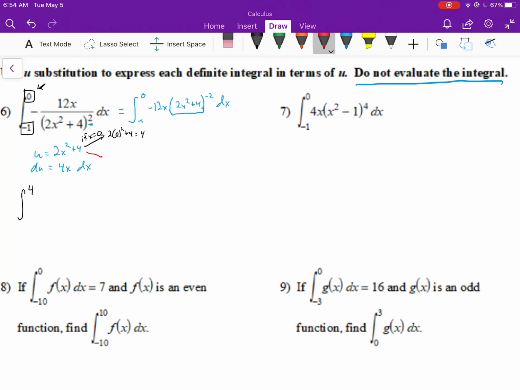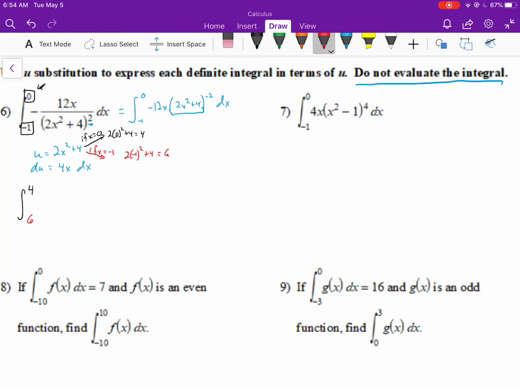And then if x equals -1, we have 2 times -1 squared plus 4, which is 6. So it looks a little interesting because we have a higher number on top, a greater number on the bottom than the 6, but we do just do the substitution and things will work out as they're supposed to.